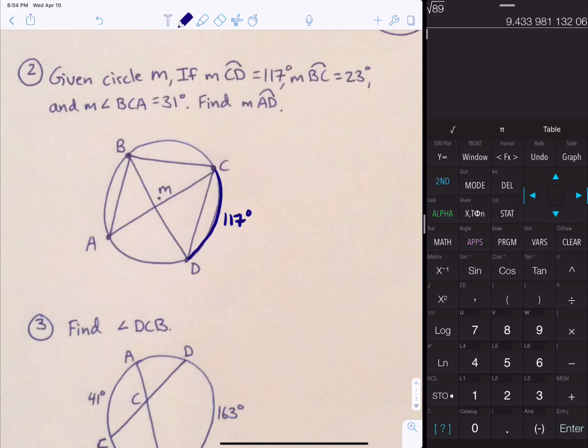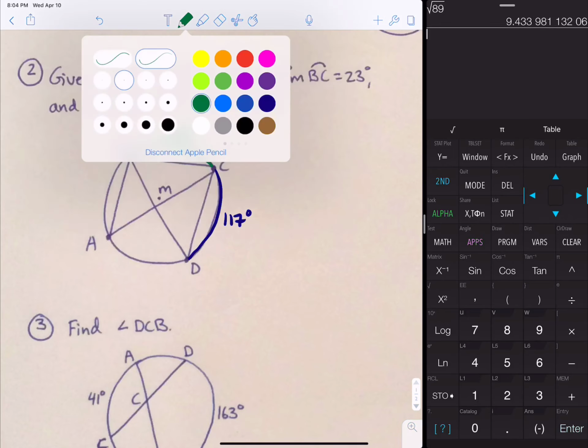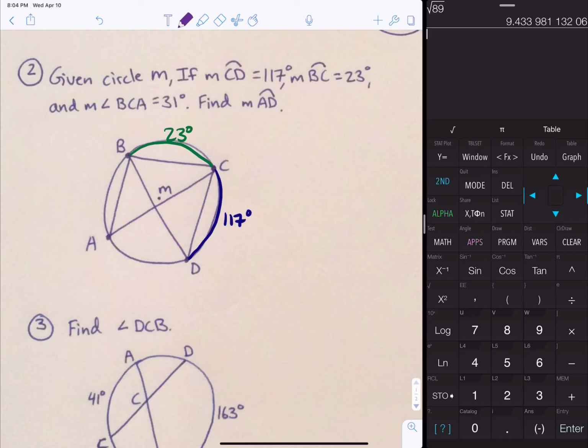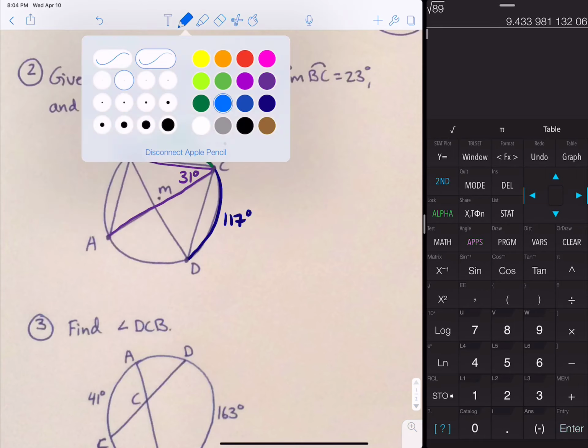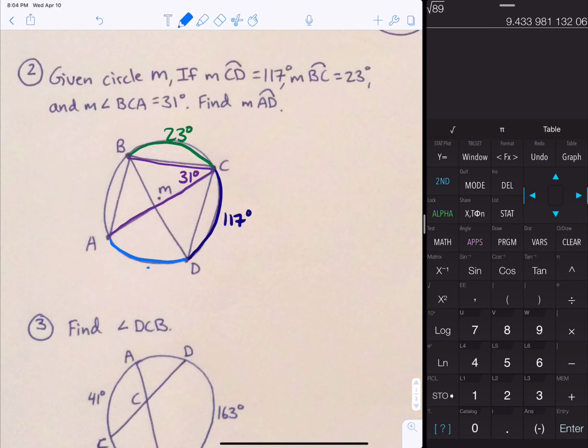The measure of arc BC is 23 degrees. And the measure of angle BCA is 31 degrees. They want us to find the measure of arc AD. So that's arc AD is what we're looking for. So what will help is the fact that this is an inscribed angle at 31 degrees. So the intercepted arc out here would be twice the inscribed angle measure. So that would be 62 because that's 2 times 31.